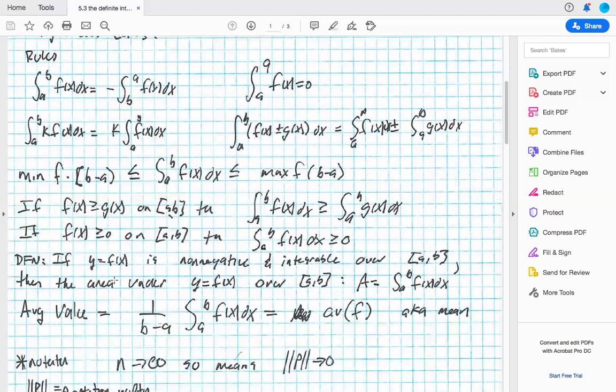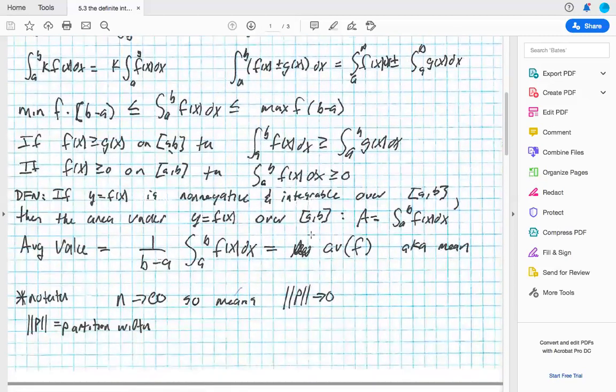Now, if f is greater than g, that is the y values of f are larger than the y values of g on some interval a b, then the amount of area underneath f is going to be larger than the amount of area underneath g. And if f of x is greater than 0 on a b, meaning all the y values are above the x-axis, then the integral, the amount of area under the curve between a and b, is going to be greater than 0.